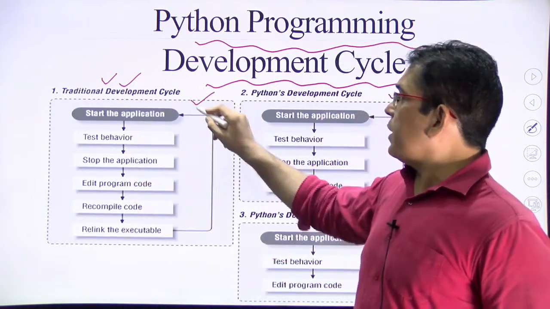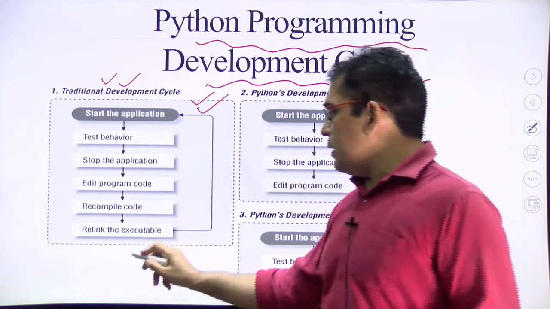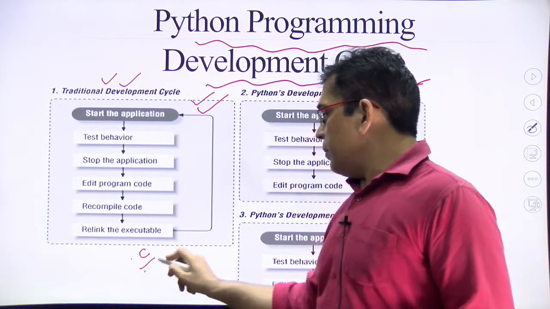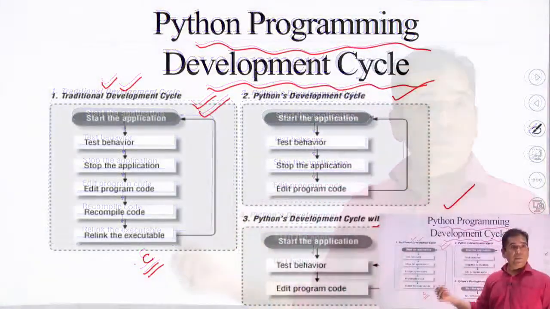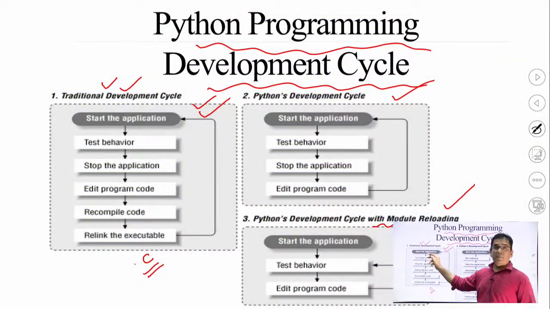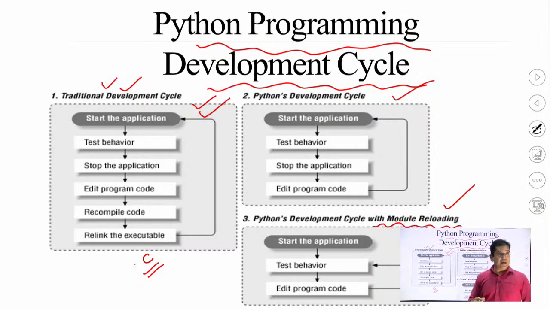First start the application. Like I am writing a .c program. I am writing a program in the C programming language. I have opened the program. First I have started the application, that is the C compiler, Turbo C++ compiler or Borland C++ compiler. Then you test the behavior.